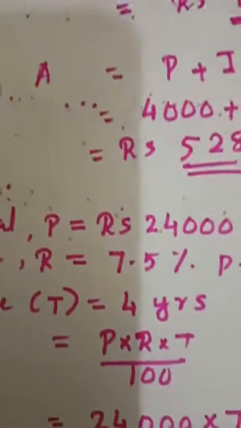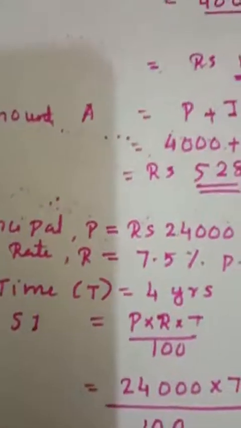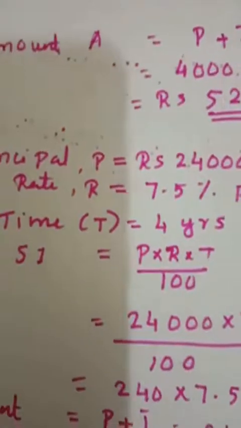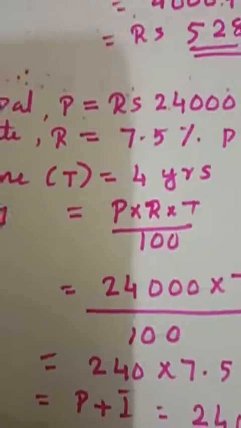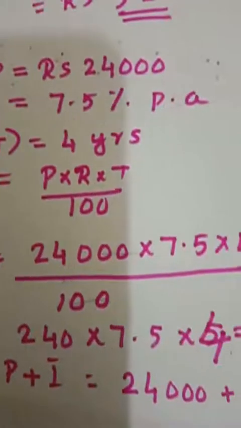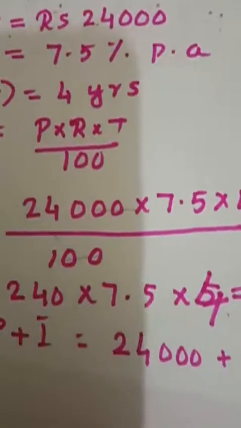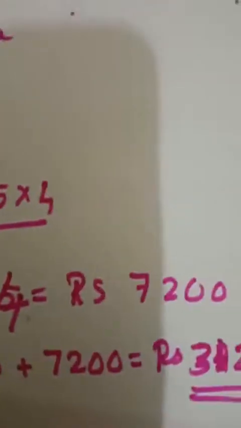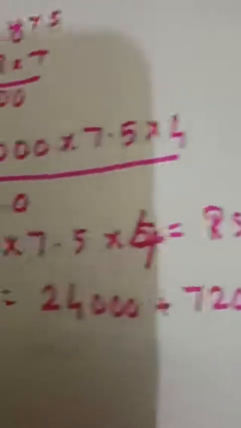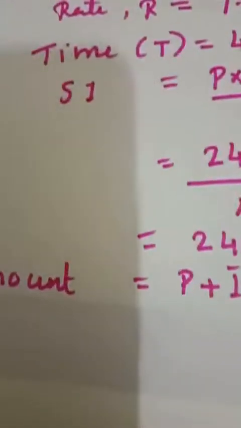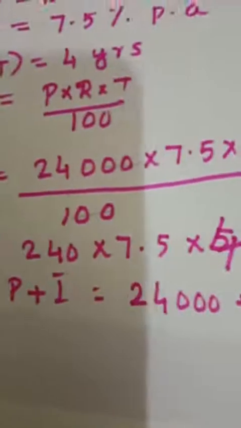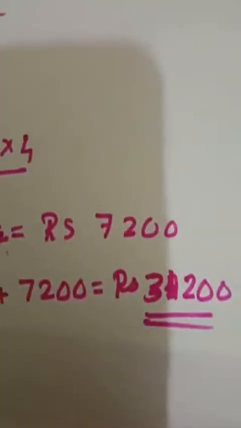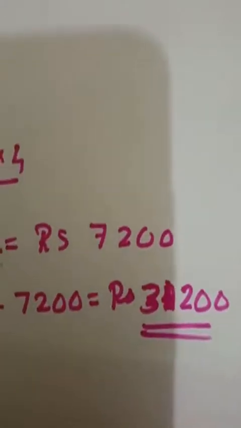Second question. Principal 24,000, rate 7.5% per annum, time period 4 years. Simple interest is PRT by 100. So 24,000 into 7.5 into 4 by 100. The zeros get cancelled, so 240 into 7.5 into 4 is 7,200. Now amount is equal to principal plus interest: 24,000 plus 7,200 is 31,200.